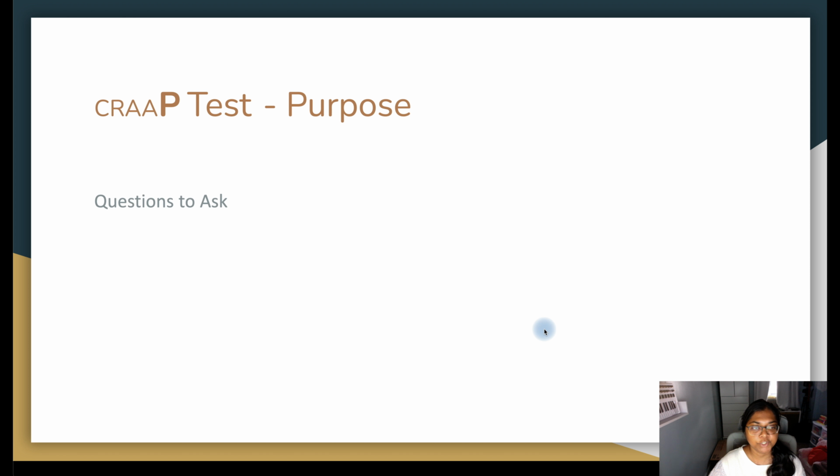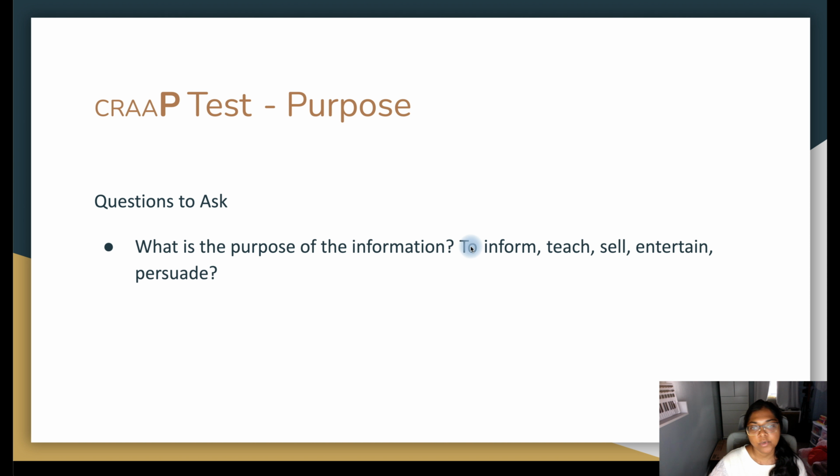And then finally, we have the purpose, the P in the CRAP test, which stands for purpose. So some questions to ask. What is the purpose of the information? Is it to teach, sell, entertain, persuade, etc.? Again, it's okay for an article's purpose to be to persuade you to agree with something. However, they need to make that purpose clear. If they're presenting information as an informational article, but they're trying to persuade you without making that explicit, then that is indicating that there might be some unethical biases in there.